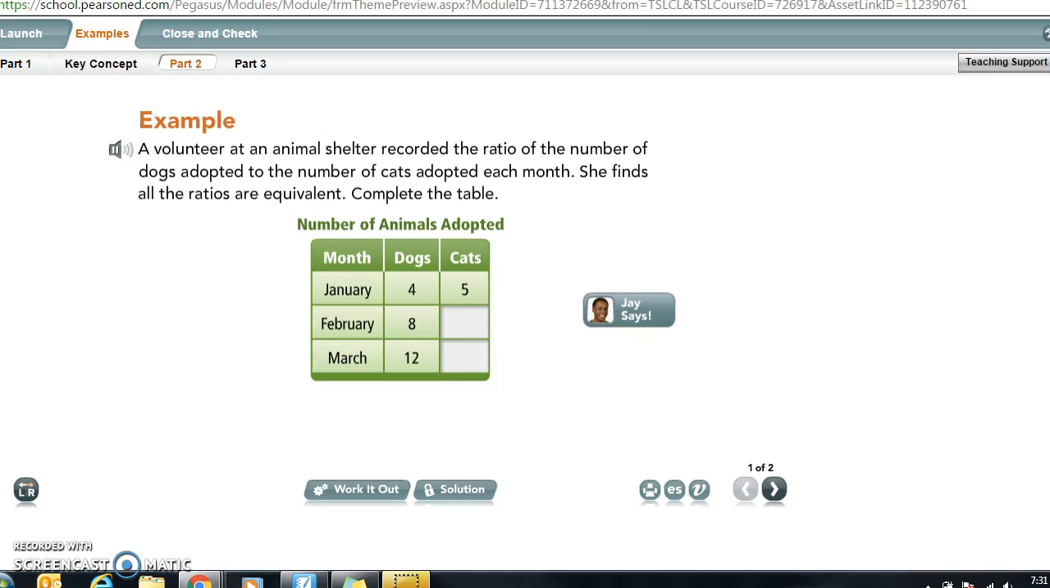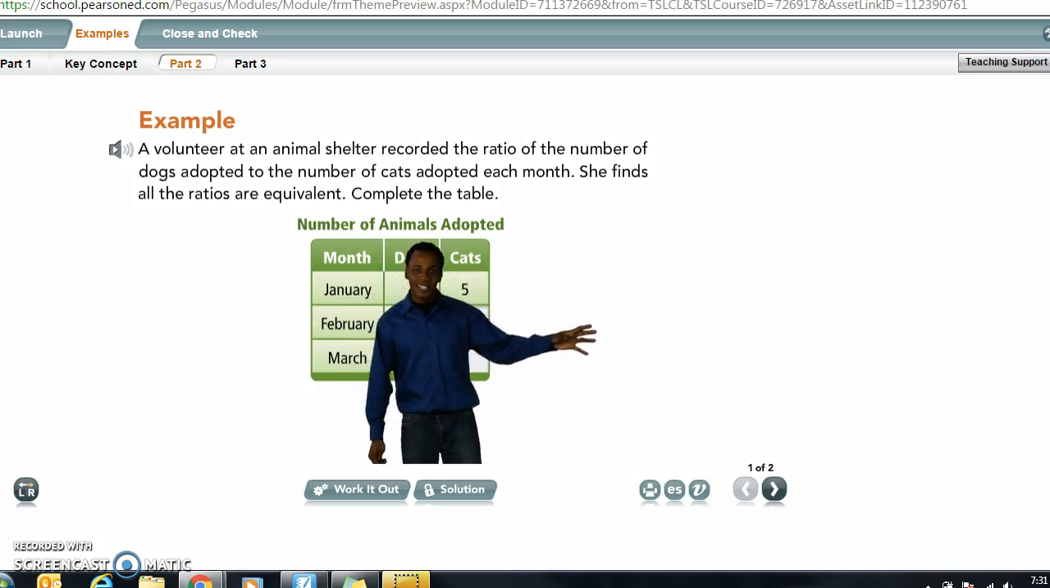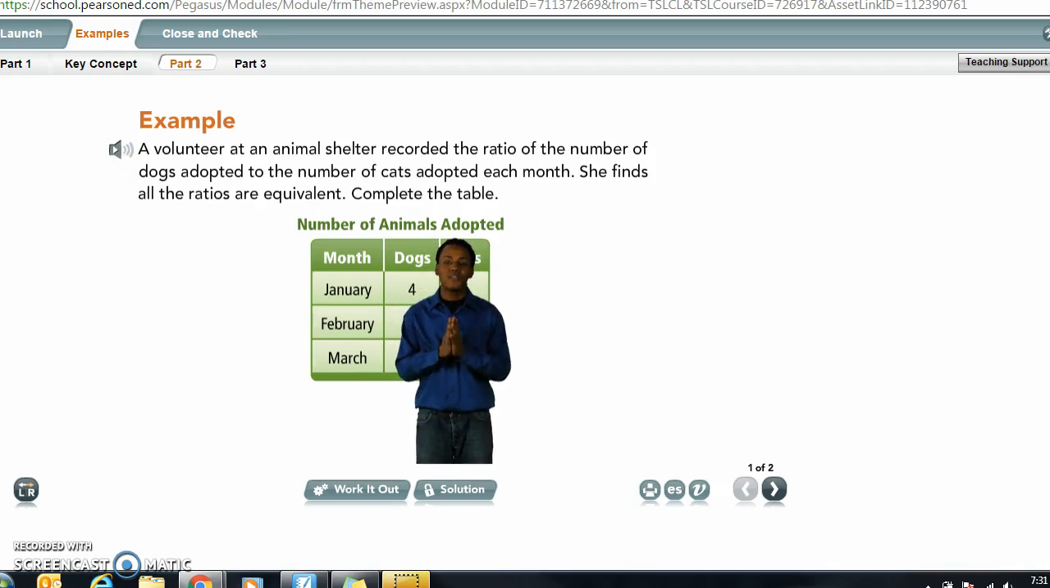A volunteer at an animal shelter recorded the ratio of the number of dogs adopted to the number of cats adopted each month. She finds all the ratios are equivalent. Complete the table. Alright, it must be lunchtime. Dogs and cats eat different types of food. The volunteers at the shelter can use the fact that the ratios are equivalent to decide how much of each type of food to buy.